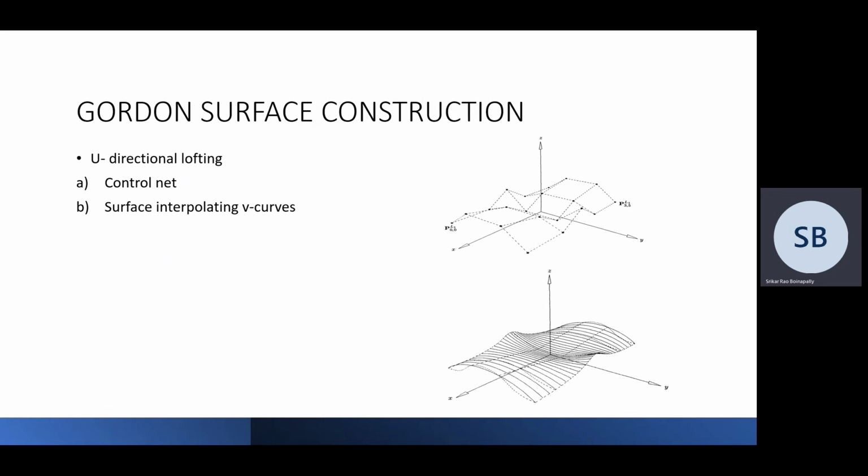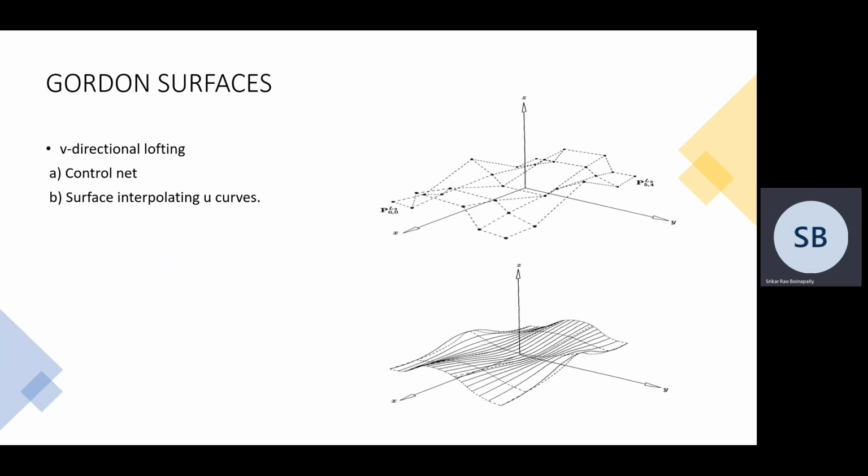Coons surface construction. The Coons surface can be constructed in different ways. The first one is unidirectional lofting. Unidirectional lofting is constructed in two ways. The first one is by control net, and the second one is by a surface interpolating the V curves. The next comes the V-directional lofting. V-directional lofting can be constructed in two ways. The first one is by control nets, and the second one is by a surface interpolating the U curves.